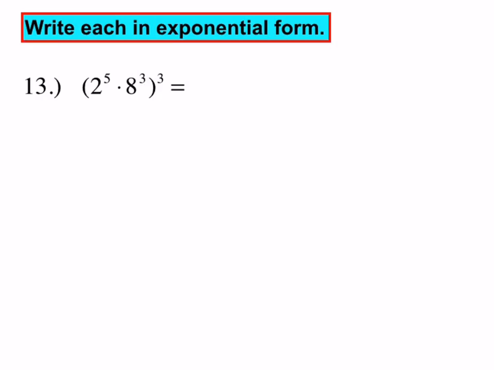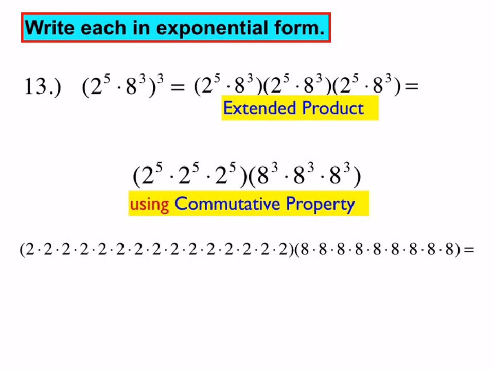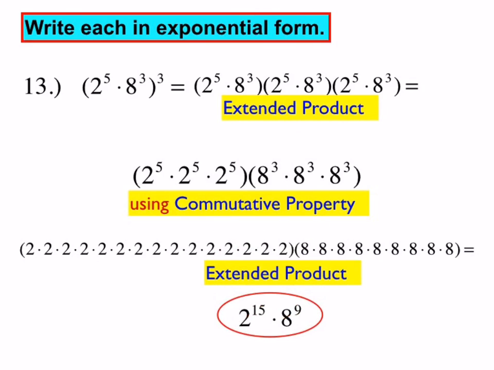Alexia, number 13. 2 to the 15th power times 8 to the 9th. Very good. Extending the product, using the commutative property. Extending the product again, I have a lot of 2's, 15 of them, and 9 8's, and therefore it is 2 to the 15th times 8 to the 9th.